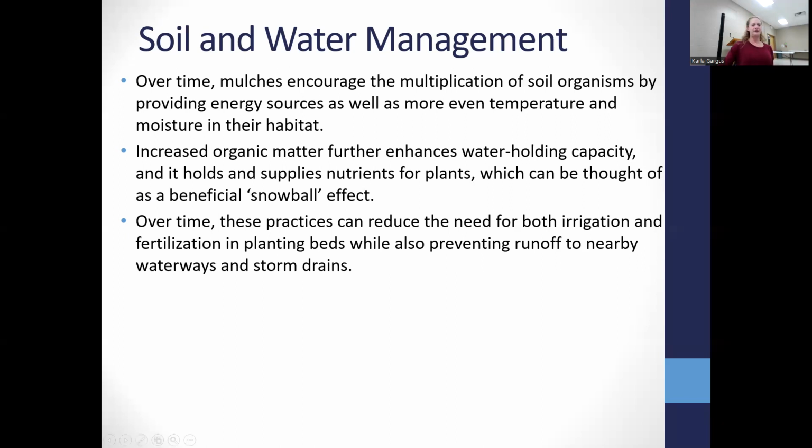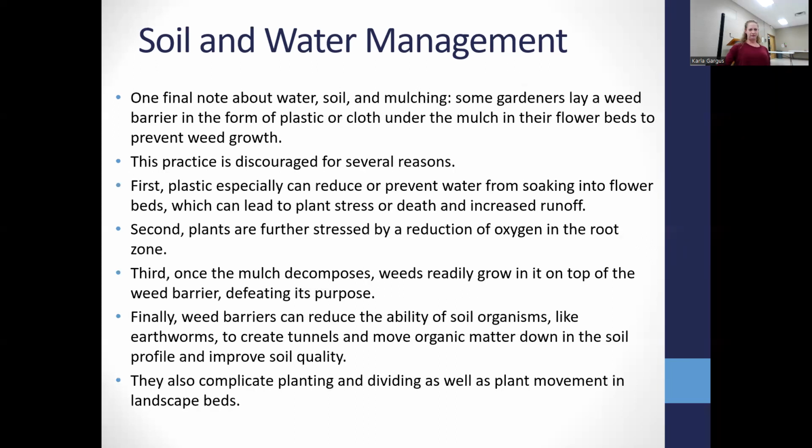But over time, the mulches are going to break down. They're going to increase those soil organisms, the microorganisms, because they provide energy sources for them to feed on. And so you're going to have a healthier soil. You're making a healthier ecosystem. Let's see, we went over all this. I think I'm getting a little repetitive here.